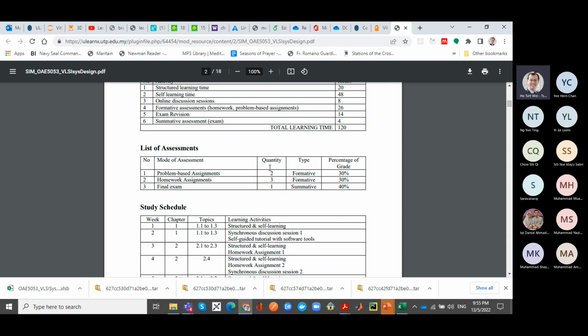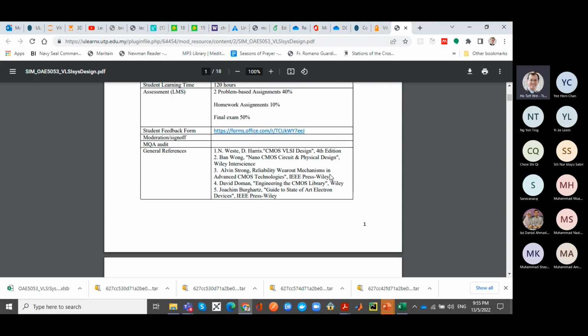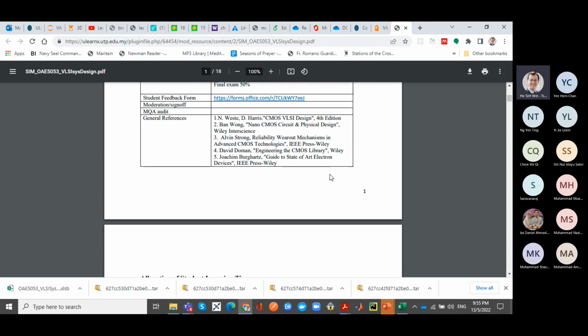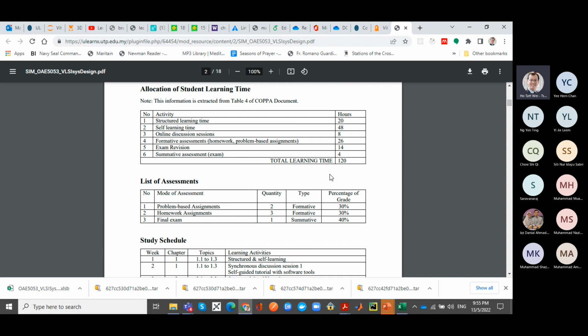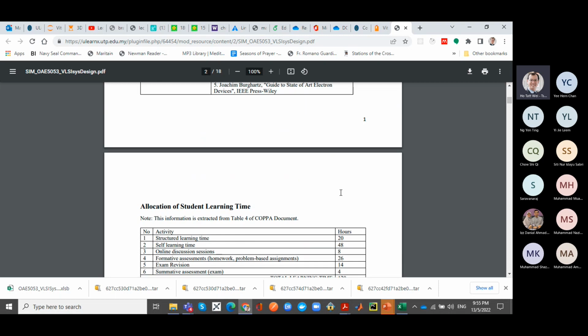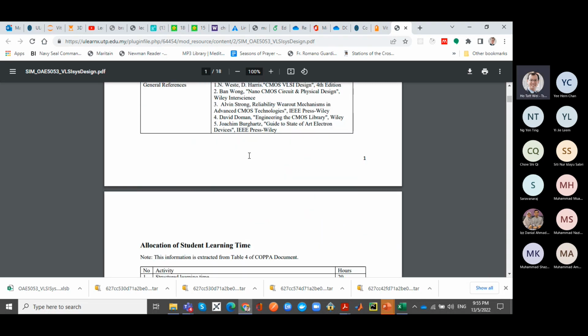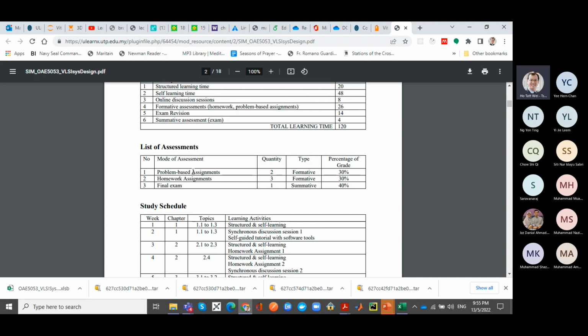This part here is correct. Quantity of 2 primary assignments, 3 homework assignments, 1 final exam. Okay, let me correct it this way. Maybe you all go through it a little bit and tell me which one you prefer. I think I still have the flexibility to give 40% for the final exam. You tell me which one you prefer. Do you want me to give you more weightage on the homework or the problem-based assignment?